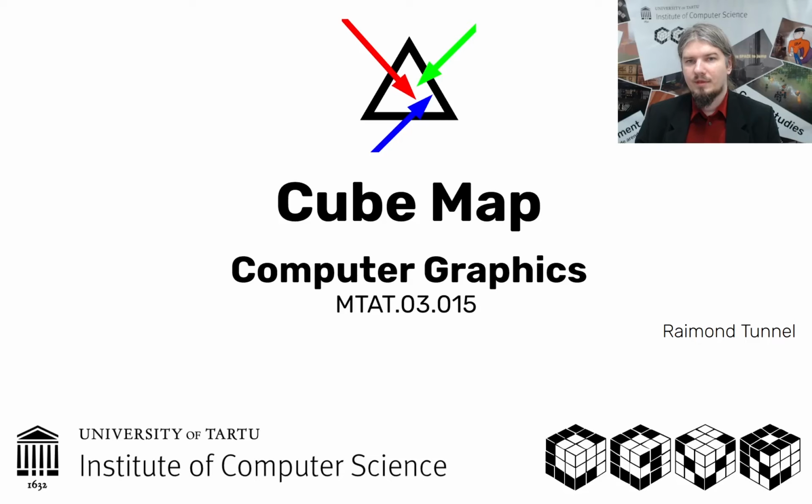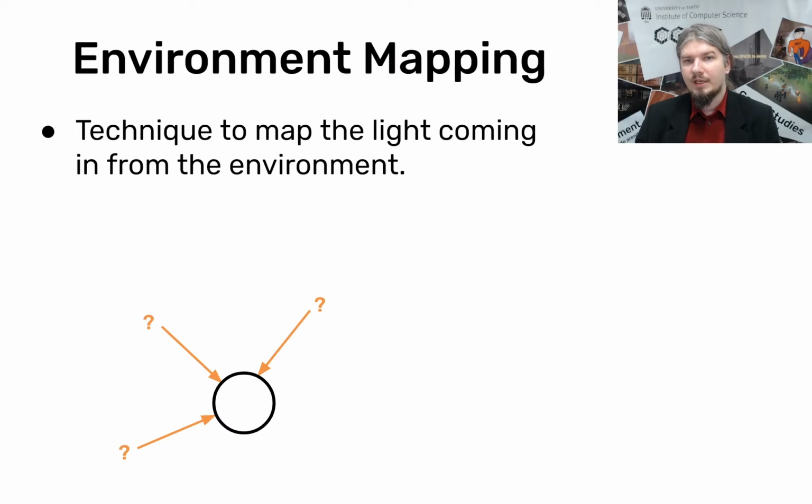Cube map. Cube mapping is a very popular environment mapping technique. What is environment mapping? Environment mapping is somehow saving the light that is coming in from the environment. So if you have a fragment that we want to render, environment mapping can help us know what different light is coming in from the environment that contributes to the final illumination of that fragment.